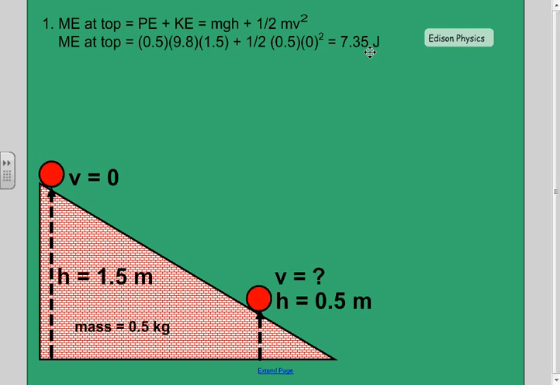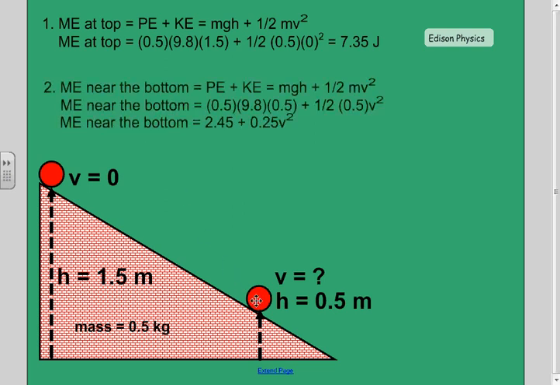All right, step 2. Write an expression for the mechanical energy at some other place in the problem where we don't know everything. So in this problem, near the bottom of the hill, we know the height but not the speed. So we're going to calculate the mechanical energy near the bottom of the hill. Again, it's PE plus KE, mgh plus 1/2 mv squared. I substitute my values. For PE, it's 0.5 kilograms times 9.8 for g. I have a height of 0.5 also, plus 1/2 the mass, 0.5 times v squared.